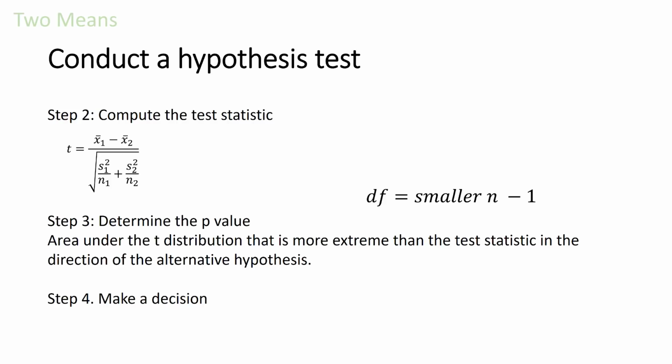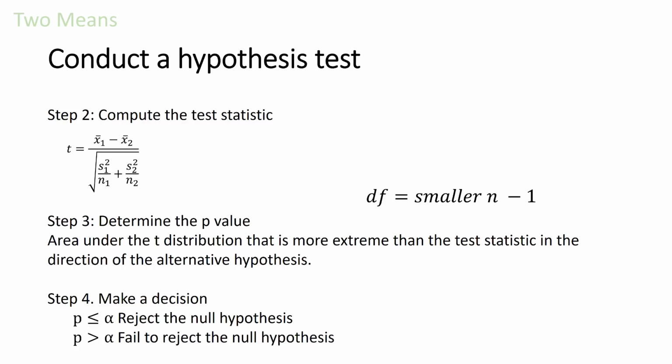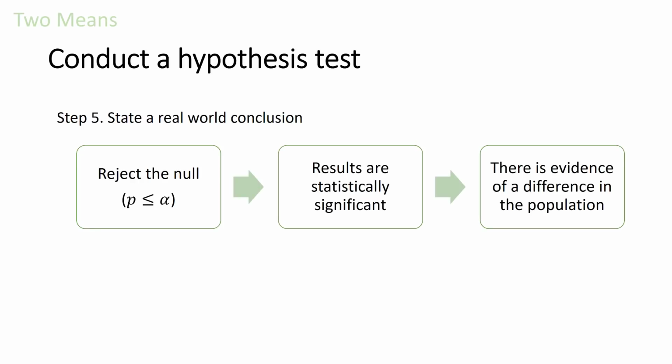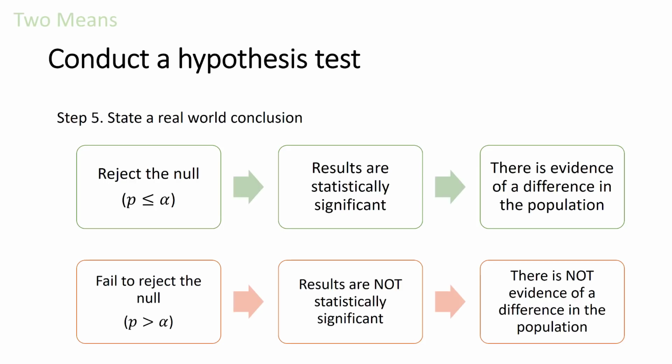Step 4, make a decision. If the p-value is less than or equal to the alpha level, which in most cases is 0.05, we reject the null hypothesis. If the p-value is greater than the alpha level, we fail to reject the null hypothesis. And step 5, state a real-world conclusion. If you reject the null, the results are statistically significant and there is evidence of a difference in the population. If you fail to reject the null, the results are not statistically significant and there is not evidence of a difference in the population. Let's walk through some examples.